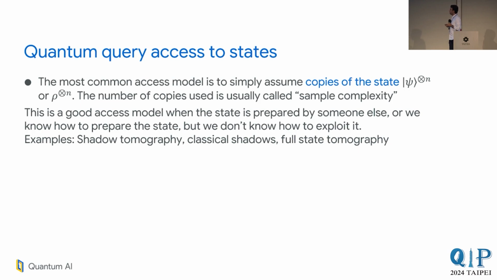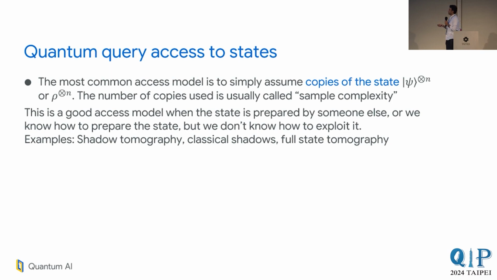And these kinds of models are often called sample complexity because the resource you're often trying to minimize is the number of copies of psi or copies of rho. And these are also called samples. So it's like, can I minimize the number of samples? So it's called sample complexity.